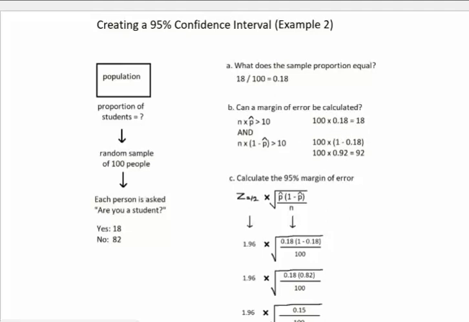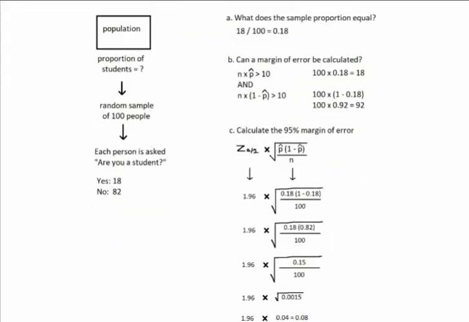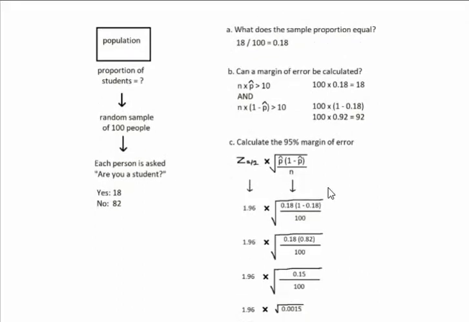Now let's calculate our 95% margin of error. So what we do is we get our z-score for 95%, which is 1.96 from the table. We take the proportion, which in this case is 0.18, and plug it in here. And we plug in our sample size of 100, and we have everything we need. 1.96 times the square root of 0.18 times 1 minus 0.18 over 100. And we just solve.